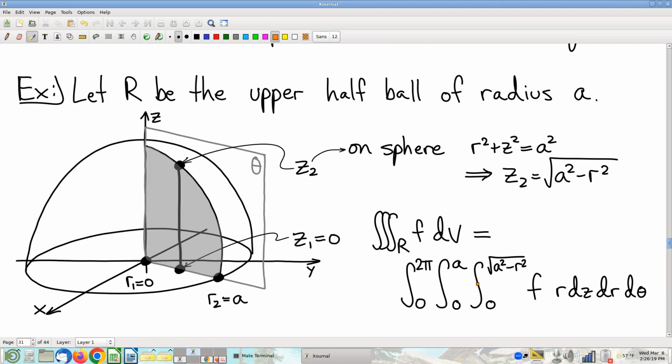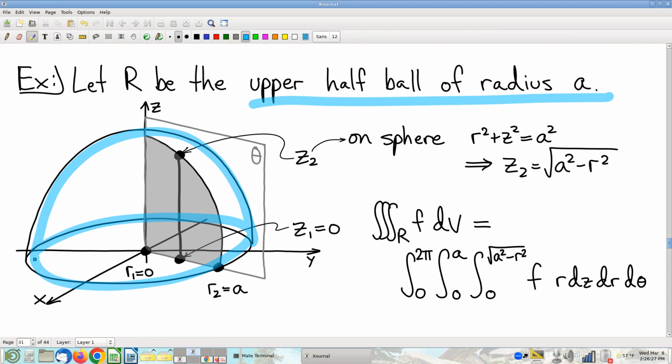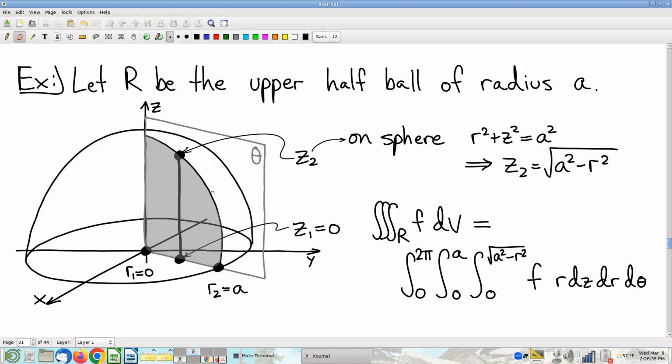So let's do one. Let's look as our domain, this upper half ball. Solid half ball there, part above the xy plane. And again, you could do this in rectangular coordinates, square roots, nightmares, horrifying, right? Nobody wants to do that.